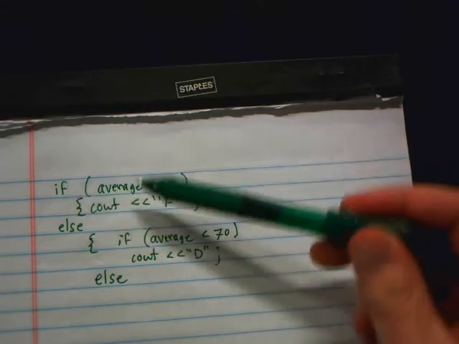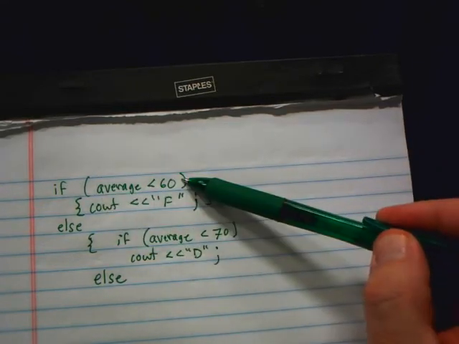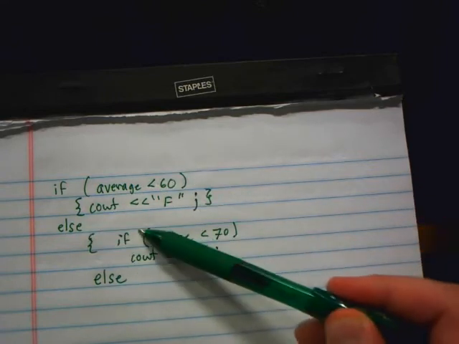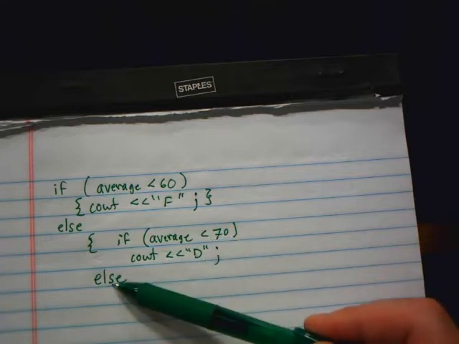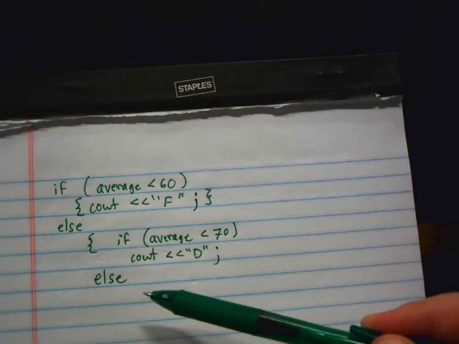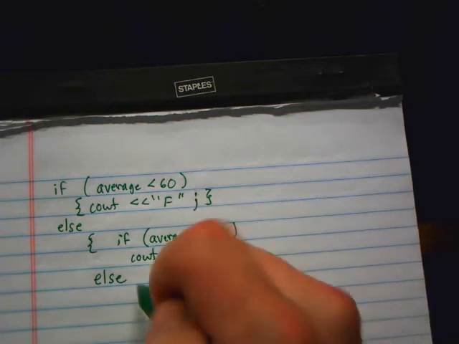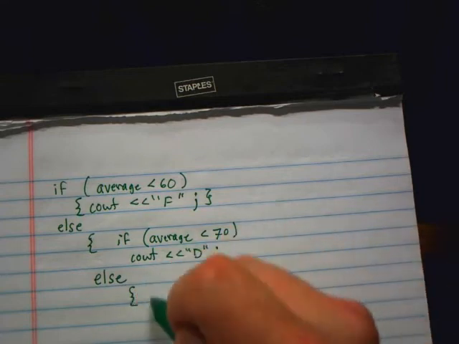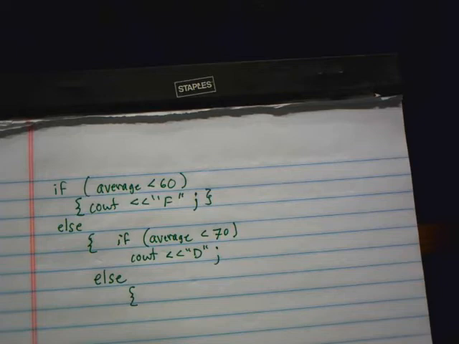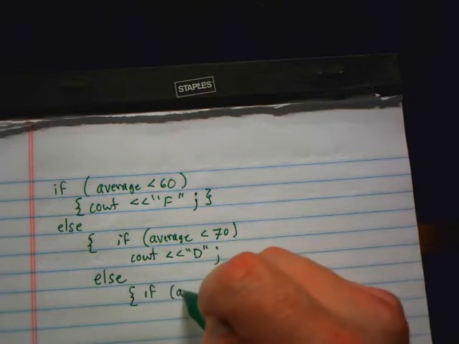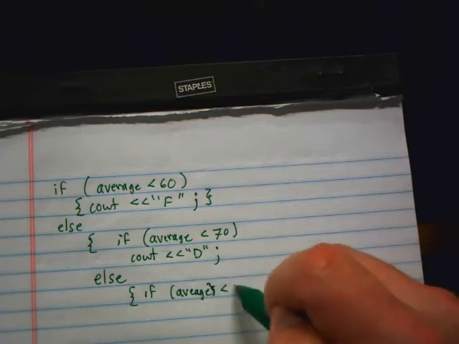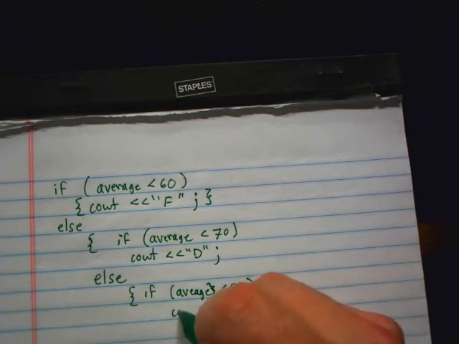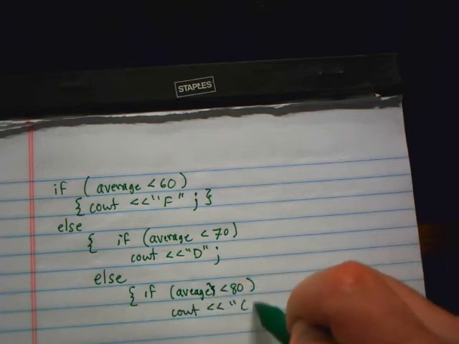So first we have the first if. The first if tests to see if it's less than 60. If it's not less than 60, it goes to here, it tests to see if it's less than 70. What if it's not less than 70? I need an else. And then what do I need to test? If it's less than 80. So else, I need another curly bracket. Oh, I know I didn't close the first one yet because I'm not done with the first one. Yeah, they're going to be nested. They're all going to close at the end. If average is less than 80, cout. That would be a C.